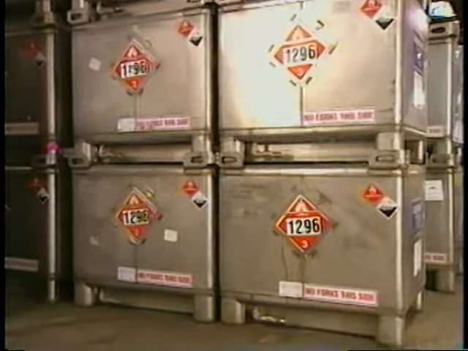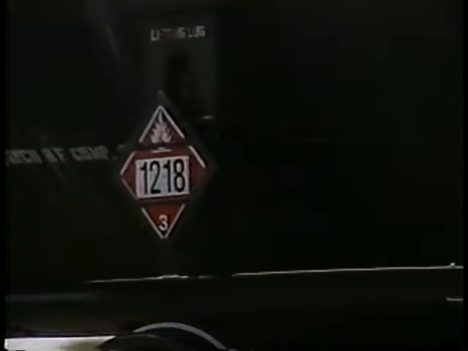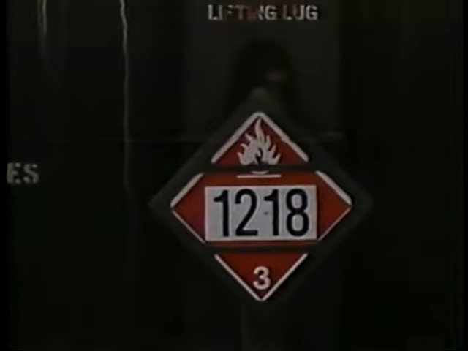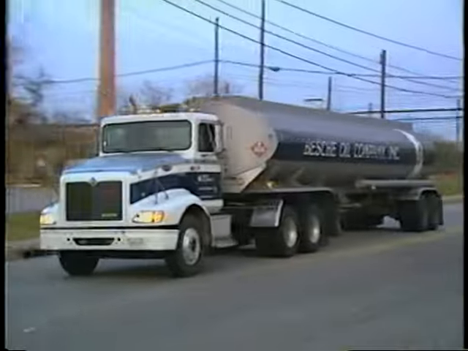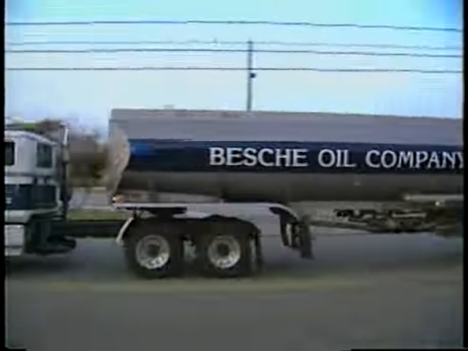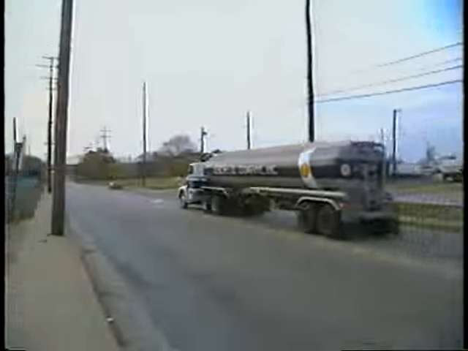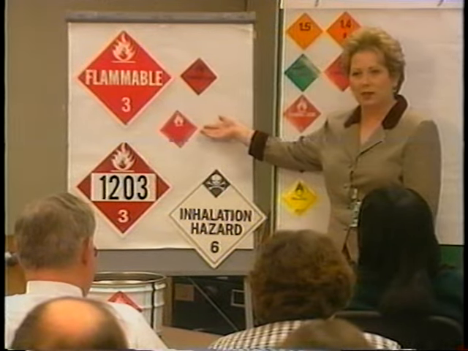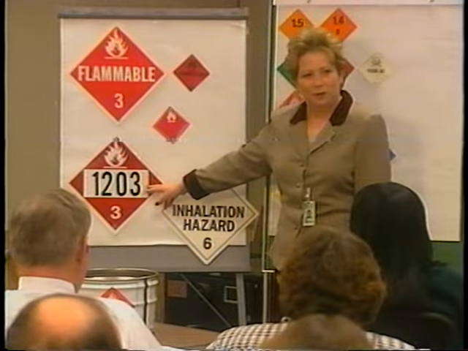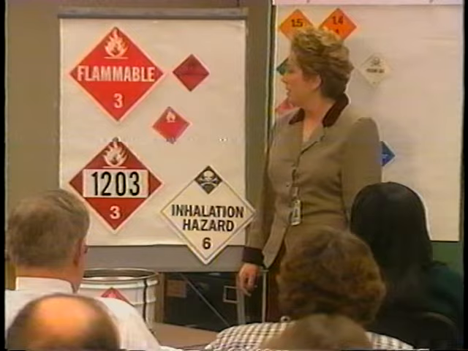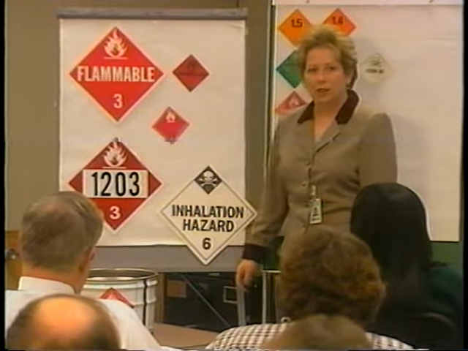Labels and placards on packages and transport vehicles communicate important information to emergency responders in the event of an incident. Generally, non-bulk packages display hazard labels, while transport vehicles display hazard placards. Labels are diamond-shaped and are approximately 4 inches on each side. Placards are essentially a larger version of the label and are approximately 11 inches on each side.